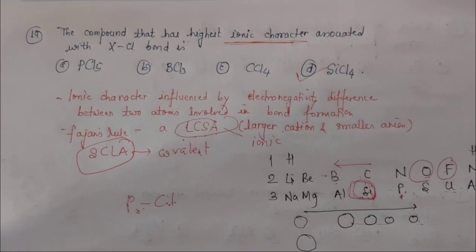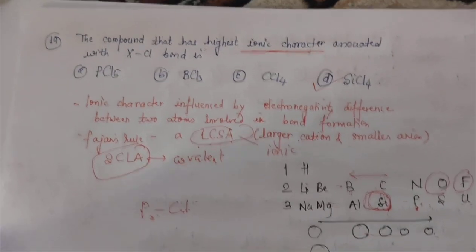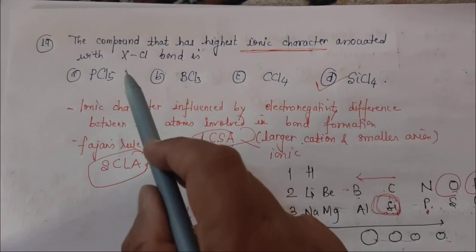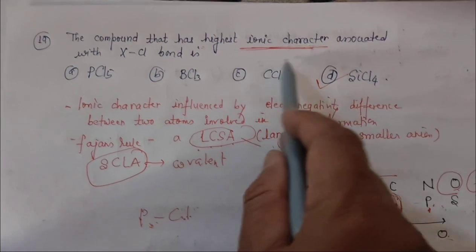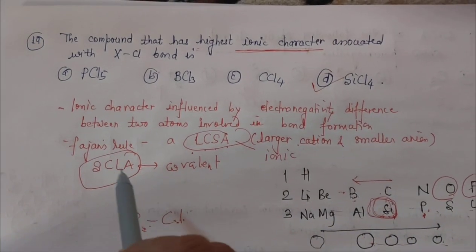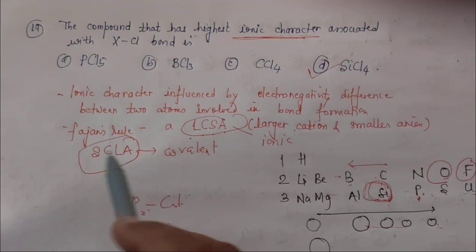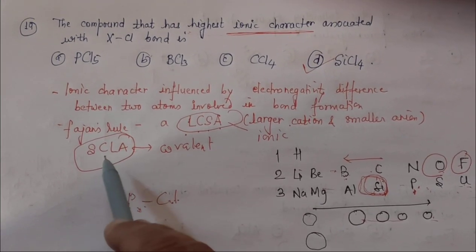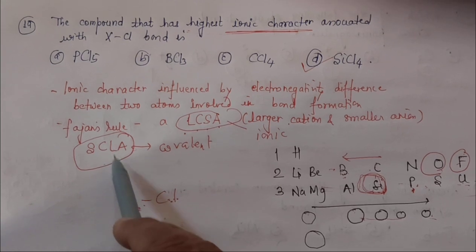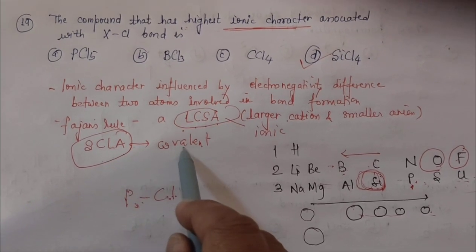One of the most important questions for any competitive exam: the compound that has the highest ionic character. Now, if we look at the Fajans rule for covalent character in the previous question which we have done, the smaller the size of the cation and the larger the anion, it will prefer covalent character.